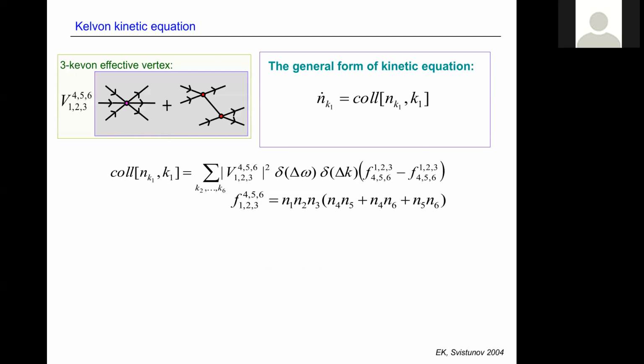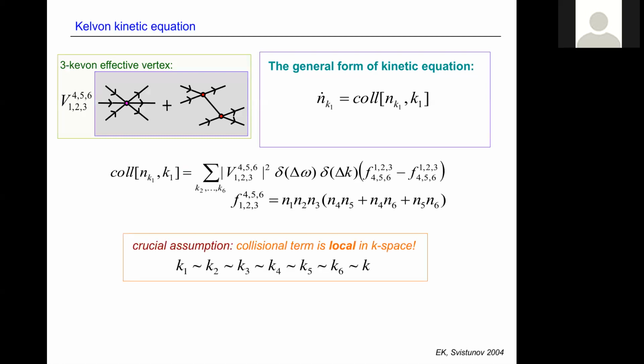This is the only thing you actually need to compute here. All the general structure we've just figured out from purely symmetry considerations. But this vertex you do need to compute, to understand how it depends on K. Once you have this, you make a crucial assumption that the collisional term is local in K space. This is quite standard in turbulence. On one hand, it's a natural assumption. It's exactly the case of Kolmogorov turbulence, and it's also necessary to get the Kolmogorov spectrum.